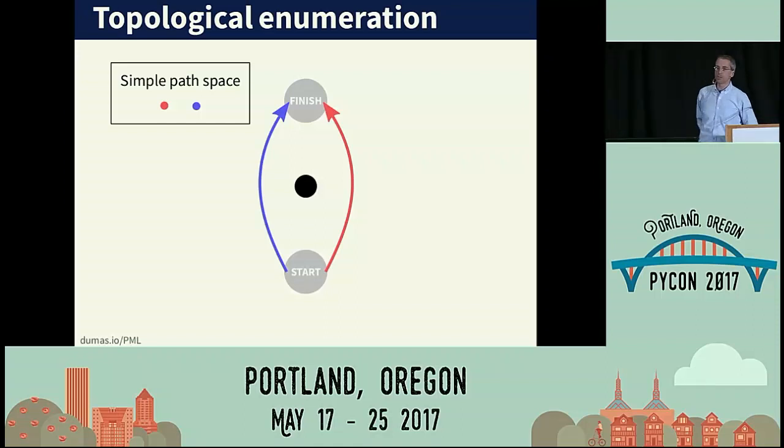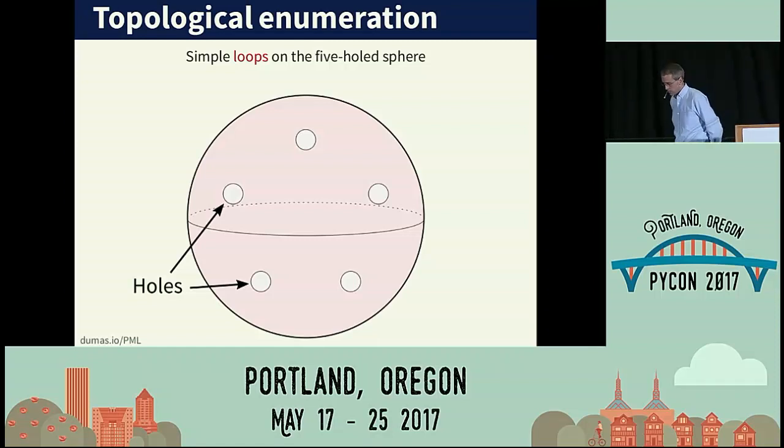This one does not produce a very interesting scatter plot. The space of simple paths that avoid this obstacle and go from start to finish is a 2-point space, and so that's a picture of it. The more interesting problem I'm going to tell you about is one of enumerating paths, in fact loops, on a different surface, not the surface of the Earth, not a plane, but on a 5-holed sphere.